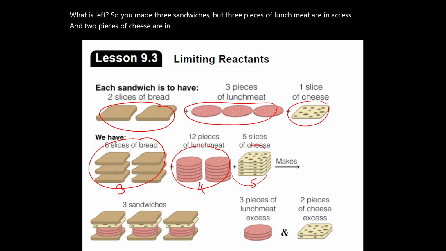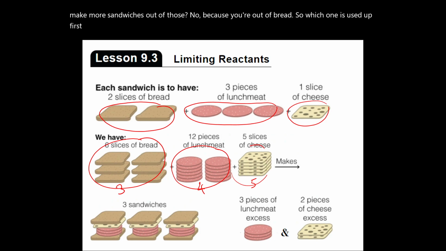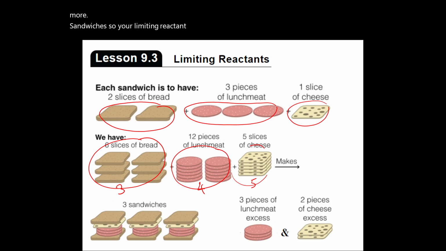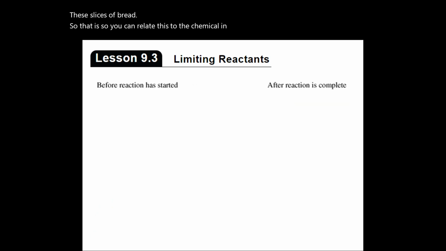Those are left over. Can you make more sandwiches out of those? No, because you're out of bread. Which one is used up first? Slices of bread. Once you're out of bread, you cannot make any more sandwiches. So your limiting reactant here is the slices of bread. You can relate this to chemical reactions.